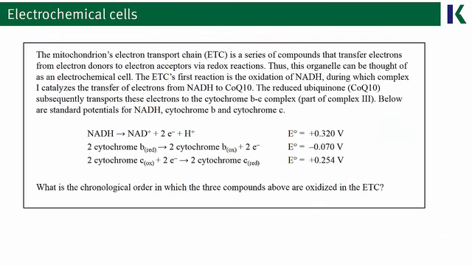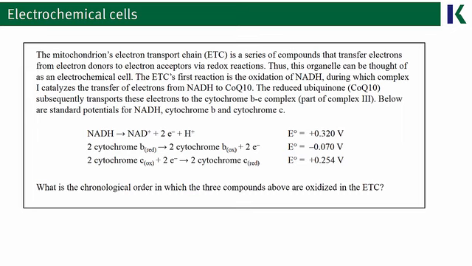Take some time to read this question stem. Here, we're told about the mitochondrion with its electron transport chain, where electrons are just passed from one compound to another, almost like a hot potato game. And then we're also told about some of these compounds. We talk about how NADH is oxidized first, which means that it loses its electrons to complex 1, which in turn loses its electrons to complex 3. And finally, we're given some standard potentials for NADH, cytochrome B, and cytochrome C. We have to use this information to find out the order in which these compounds are oxidized.